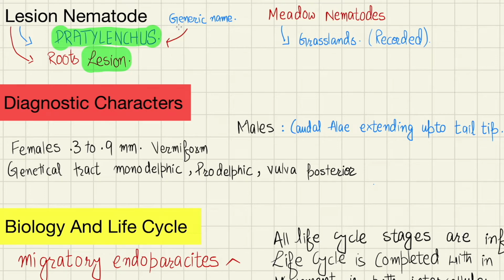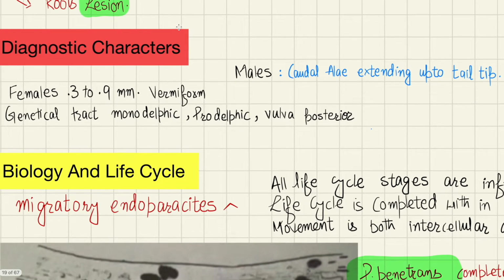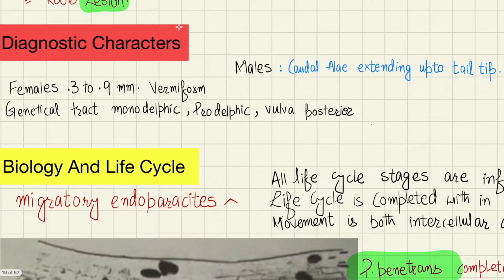Lesion nematode. The generic name of lesion nematode is Pratylenchus, and it forms lesions in the roots. That's why it is known as lesion nematode. It is also known as meadow nematode because it was first recorded in grasslands of Netherlands. Now we will look at the diagnostic characteristics.